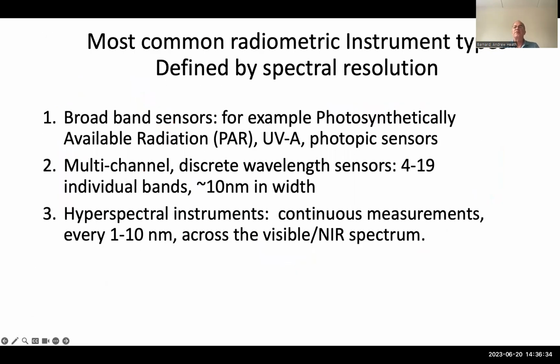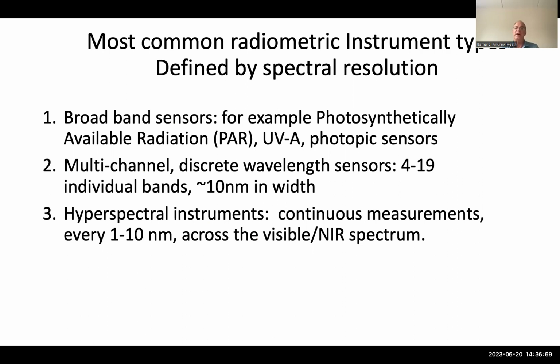The most common radiometric instrument types usually get defined by spectral resolution, for better or worse. It's also scaling with cost as well. There are really three classes of sensors, commercially available sensors you can get. Broadband sensors, we just talked about the PAR in the last lecture. That's an example of a broadband sensor.